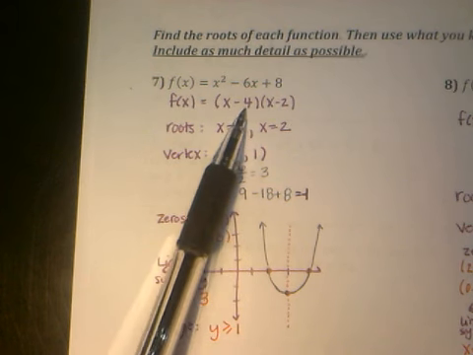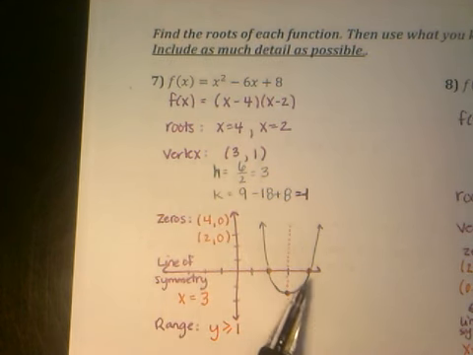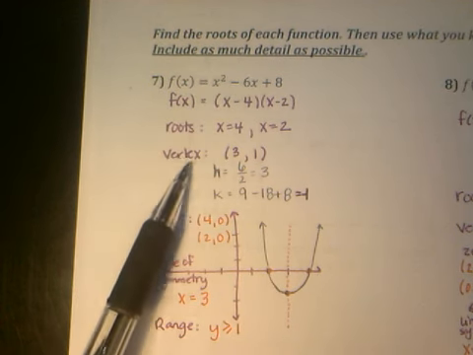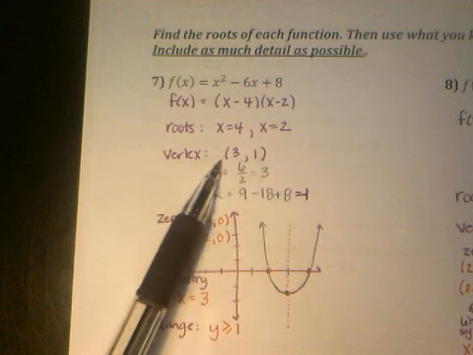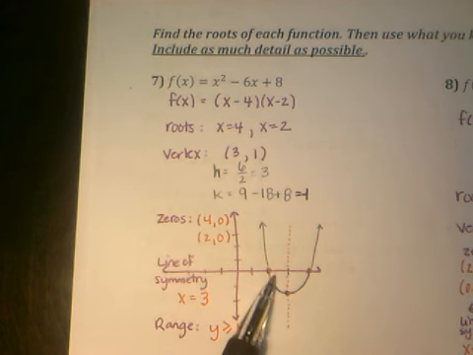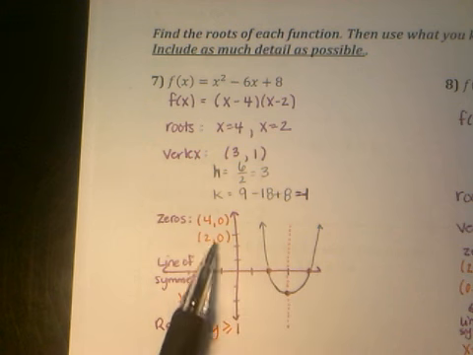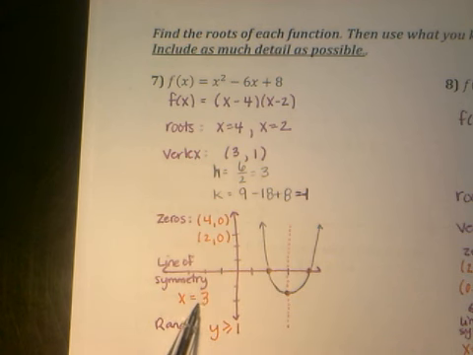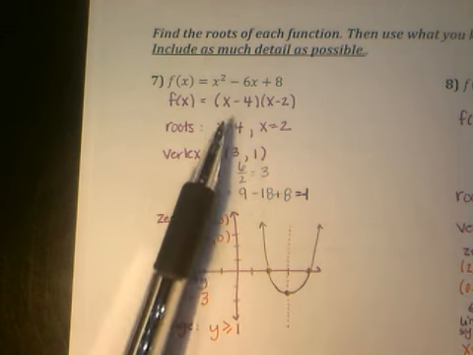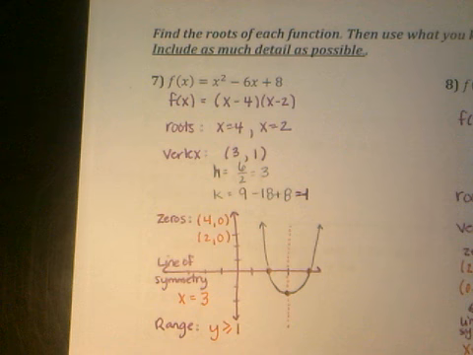When I turn it into factored form, it tells me the roots, which are these 2 points. But I could also use standard form that I started with to find the vertex, using the equation for h and plugging in. These 2 points are zeros, but the vertex of 3, 1 tells me the line of symmetry and the range. Remember that the parabola faces up because the a value is positive.